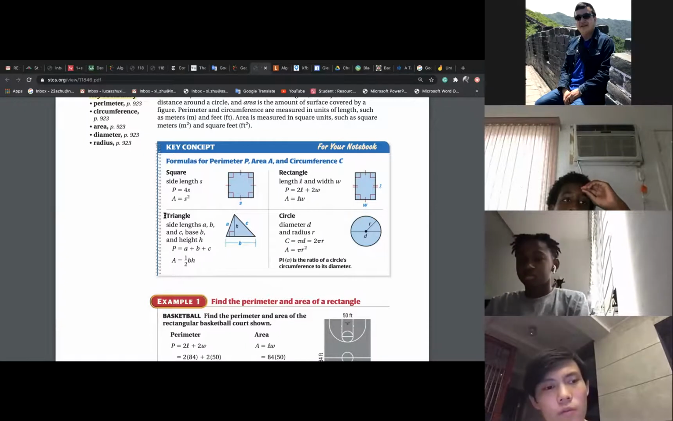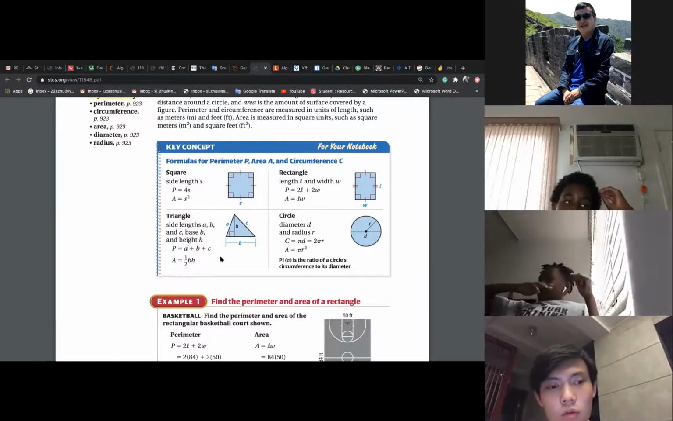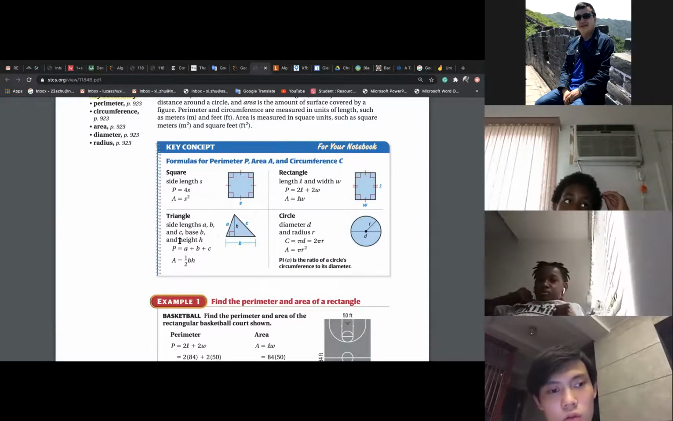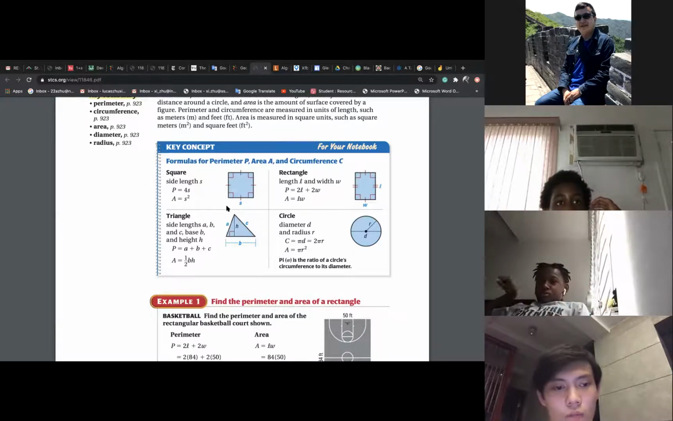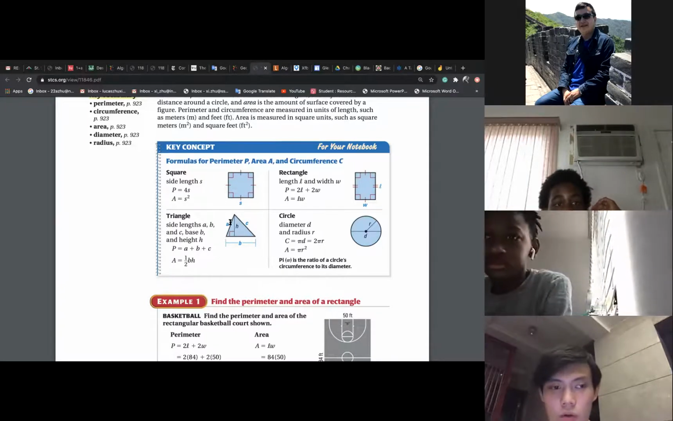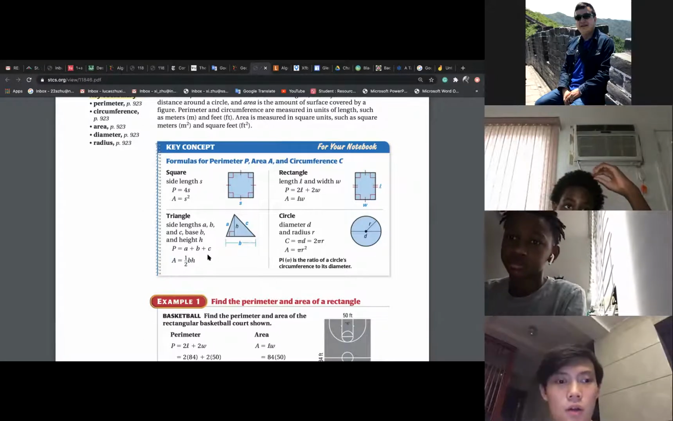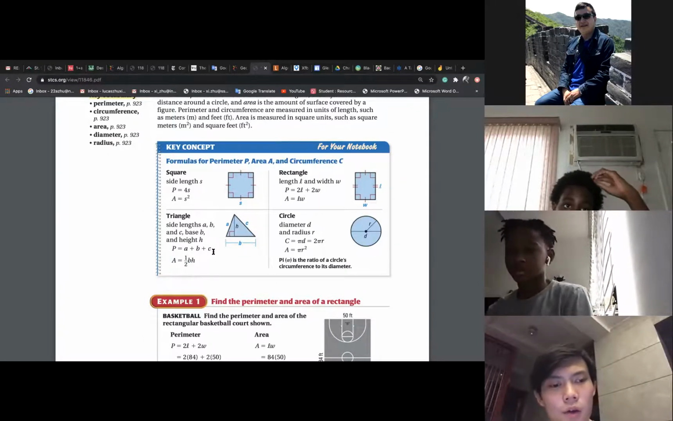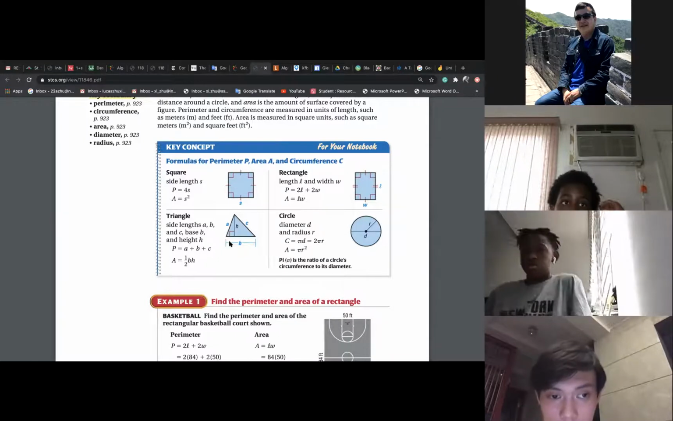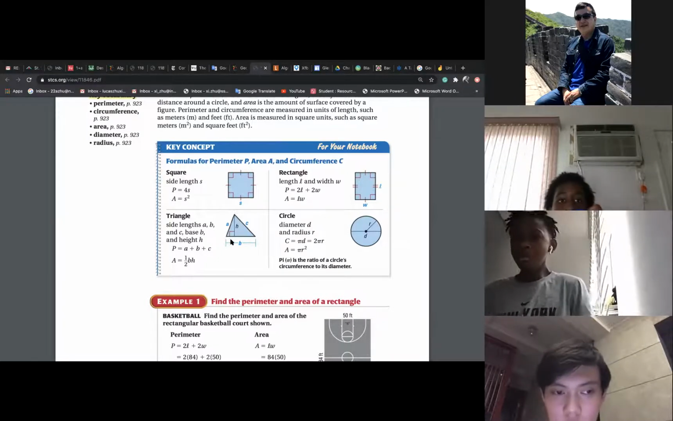But you also have to remember the formula for triangle. So you know perimeter is a plus b plus c. That's pretty simple. But remember, you have to remember the area formula. It's 1/2 times the base over here times the height.